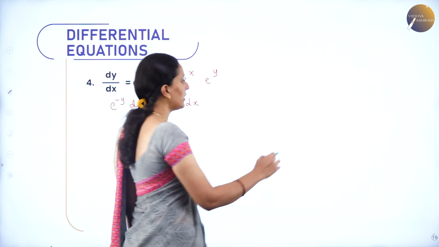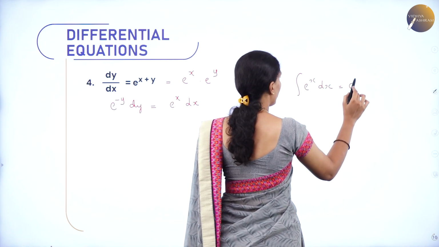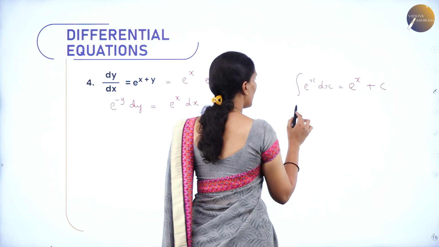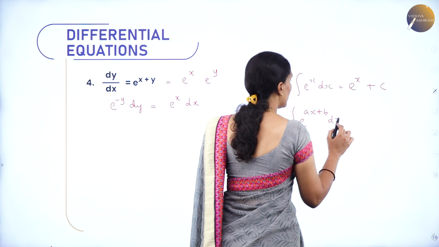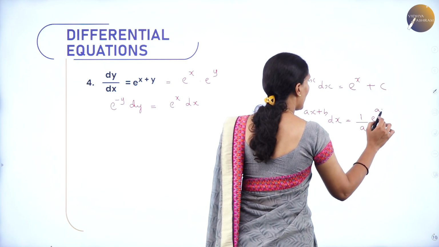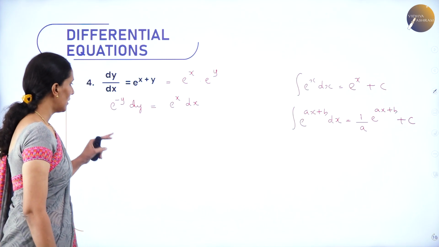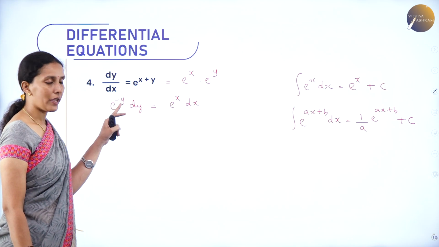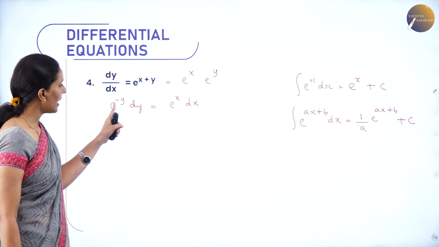Now we know that the integral of e power x dx is e power x plus c. Similarly, if it is in the form of e power ax plus b dx, then this is again 1 by a e power ax plus b plus c. But just here we have changed the variable. So in terms of x, just take y, then you have a as minus 1.